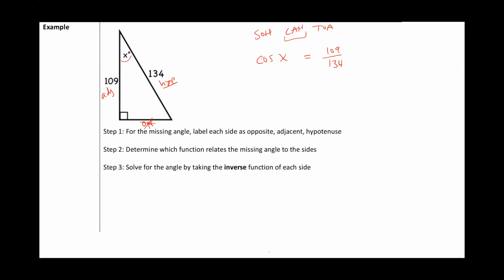Now, once again, we have to take the inverse of each side. So if we take the inverse of the left side, we're going to get inverse cosine of cos x. And then whatever I do to the left, I have to do to the right. So I take the inverse cosine of the right side also, which is 109 over 134. Now the inverse cosine and cosine undo each other, and then on the right side, we take the inverse cosine of 109 over 134, and that's going to be 35.567 degrees.